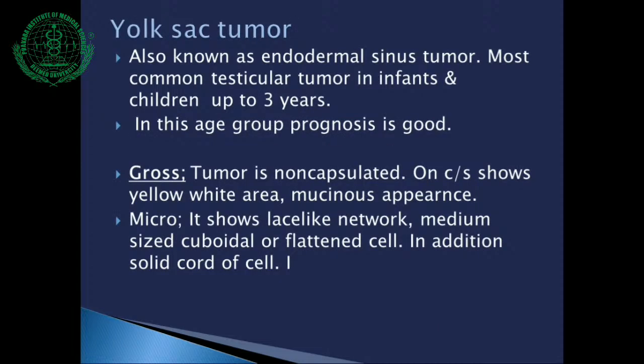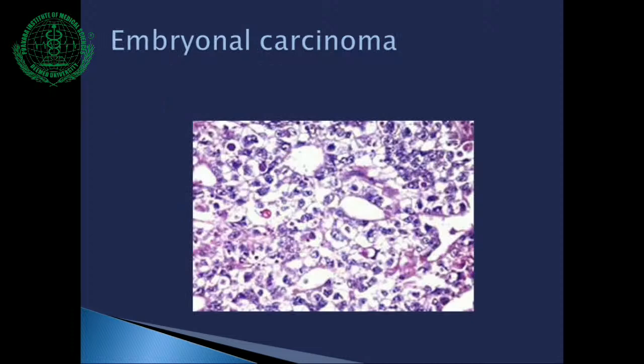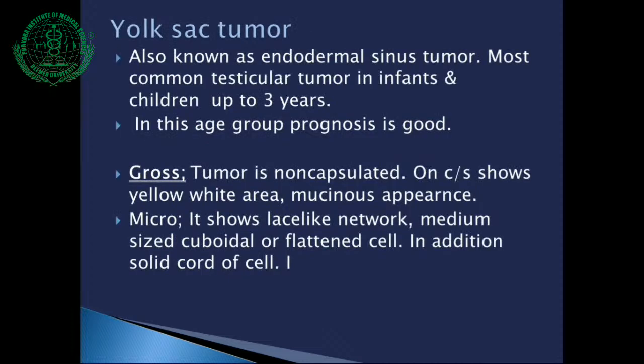Then the prognosis of this disease is poor. Then the yolk sac tumor. It is also called endodermal sinus tumor. Endodermal sinus tumor is the most common testicular tumor in infants up to the age of 3 years. The prognosis of this tumor is good, in contrast to the embryonal cell carcinoma, which has a bad prognosis.